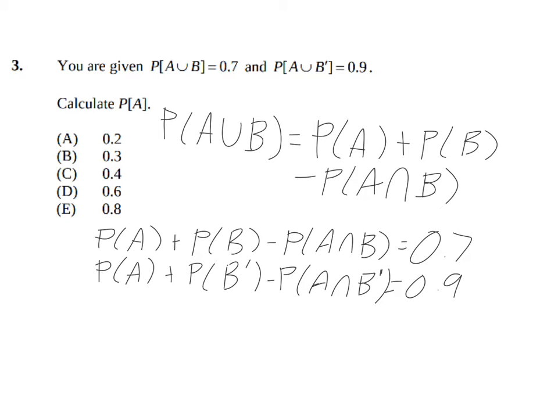Now, here's where the trick comes. What we can do is we can add these two equations together. Put a plus in between here. Probability of A plus probability of A equals 2 probability of A. Probability of B plus the probability of B complement. Well, B is event B happening, and B complement is event B not happening. The probability of the two together adds up to 1.